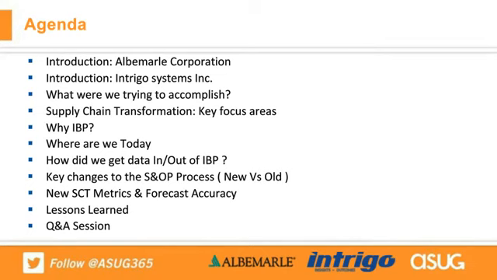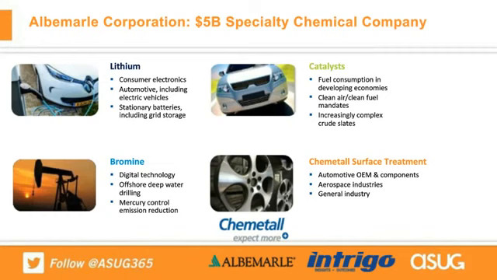So, Albemarle Corporation is a specialty chemical company. We have 4 main business lines. We make chemicals in lithium for batteries, catalysts for refiners, bromine for flame retardants in electronics industry, and finally we have a surface treatment for the automotive industry.